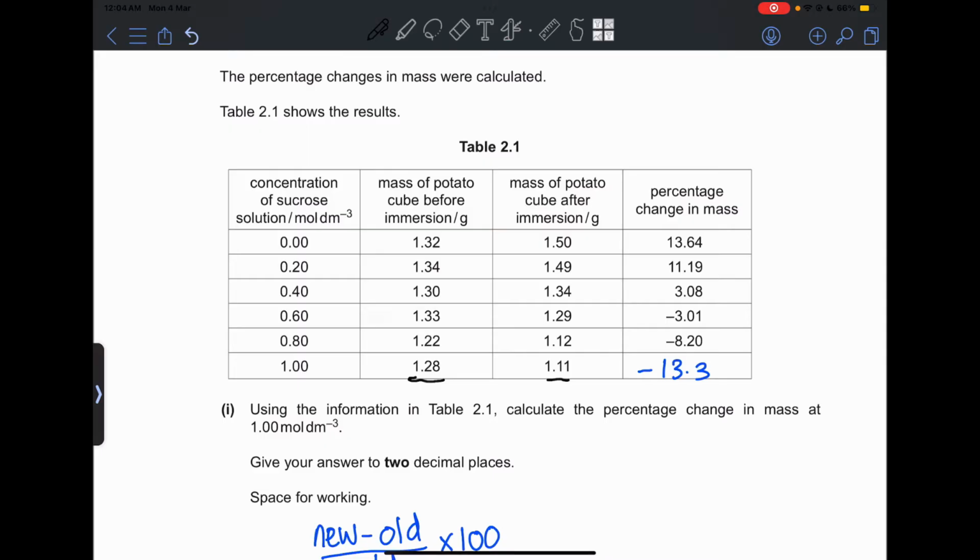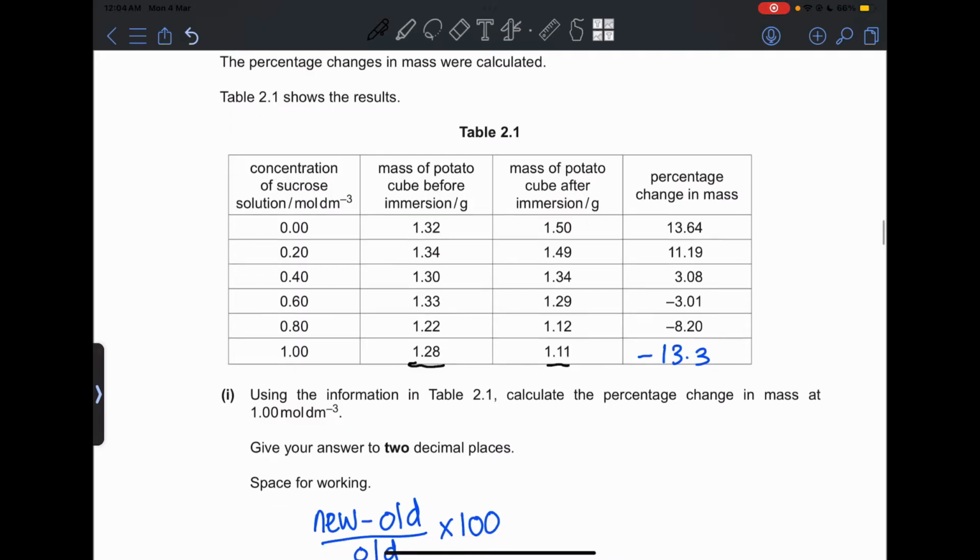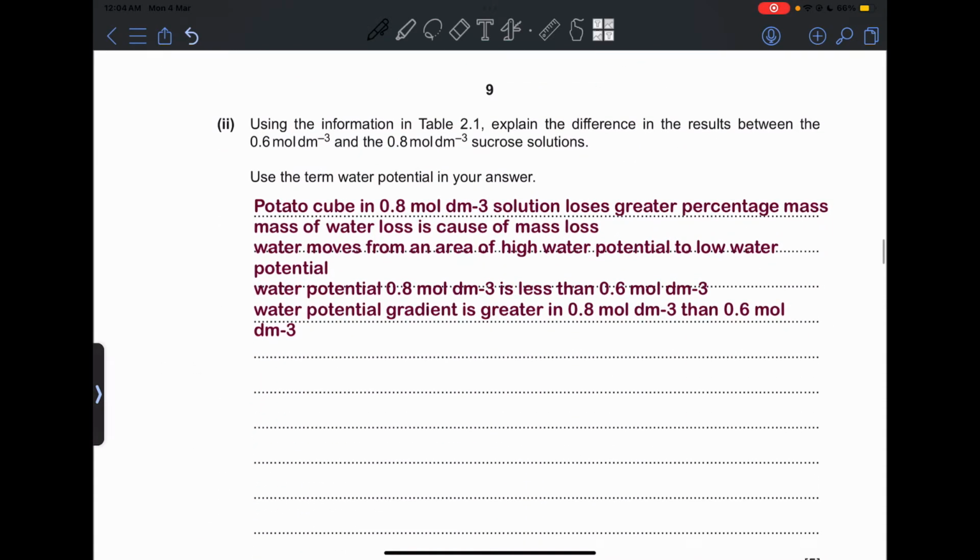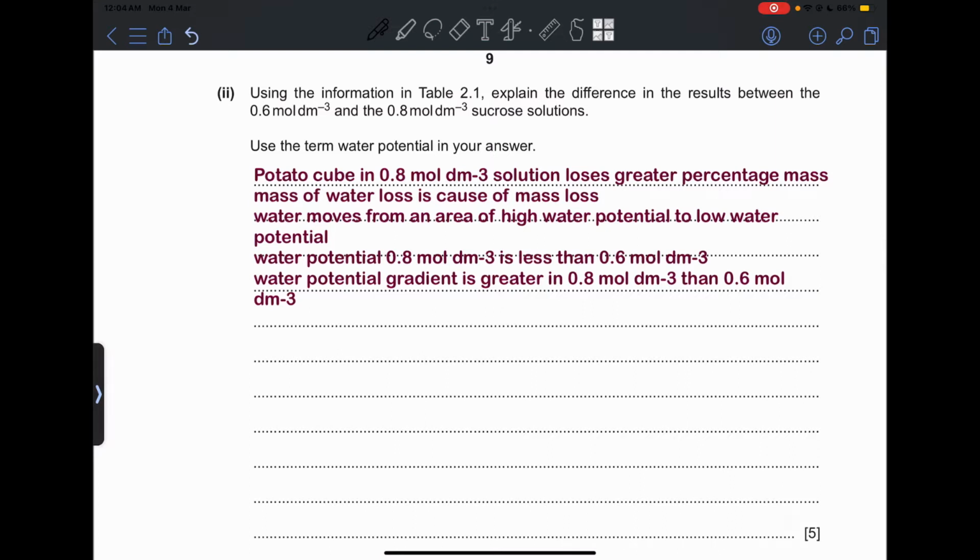So this means that the 0.8 concentration of sucrose will lead to a higher amount of water being lost by osmosis. So you're going to say that the potato cube in 0.8 mol per decimeter cubed solution loses a greater percentage mass of water. This is because it's going to move from high water potential to low water potential. The water potential at 0.8 mol is less than 0.6 mol, and so the water potential gradient is greater in 0.8 mol per decimeter cubed than 0.6 mol per decimeter cubed.